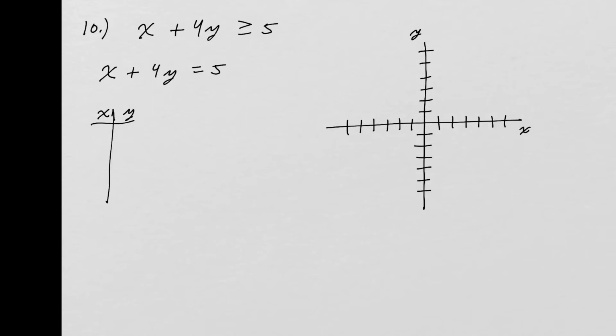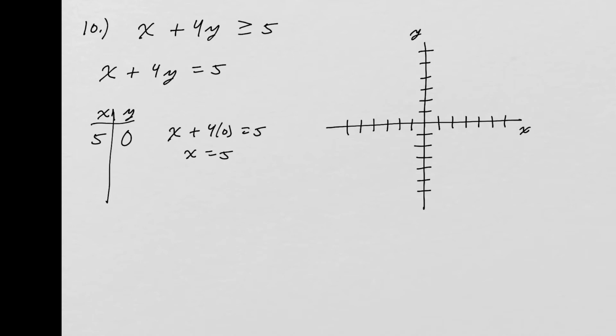It turns out, actually, if I choose x is 0, that's fine, but I'm going to get a fraction if I do that. So I think, actually, y is 0 would be good, right? If I choose y is 0, then I'm going to get x plus 4 times 0 is equal to 5. So that means x is equal to 5. So that's 1 point, (5, 0).